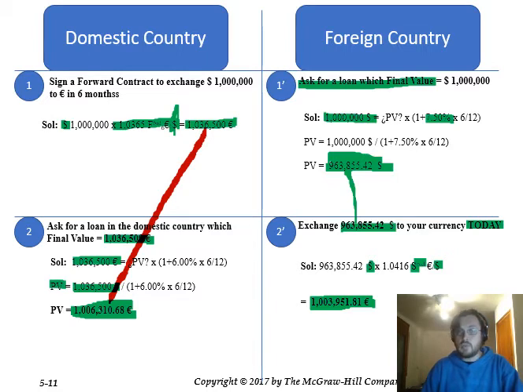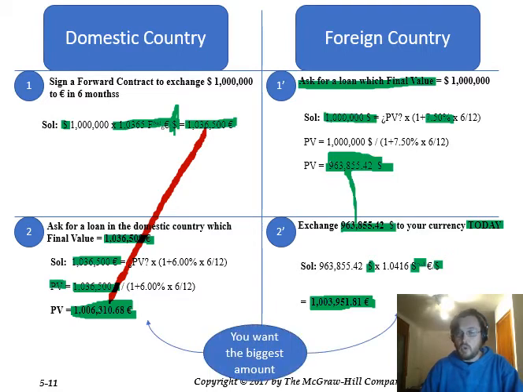So that comes down to the final decision. We want it bigger. Well, clearly, the domestic country one is the bigger one. So that's the one that we want. We are not done really.